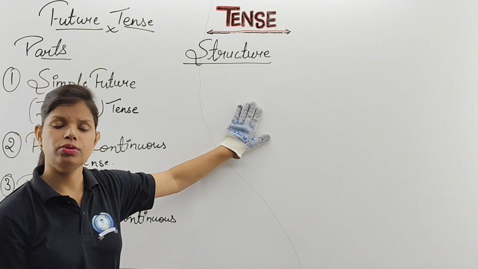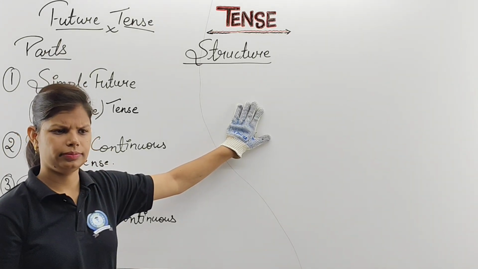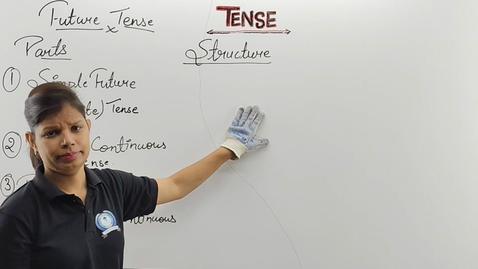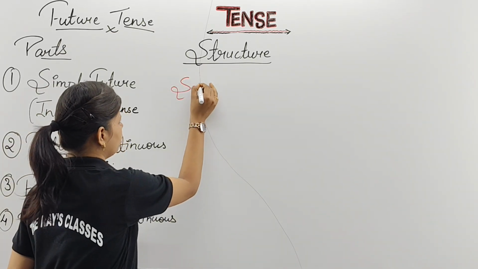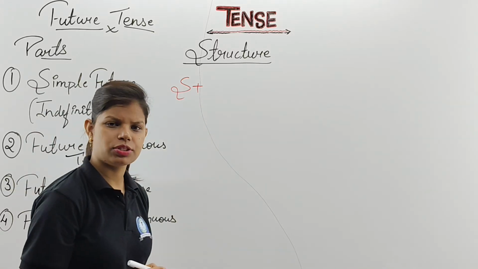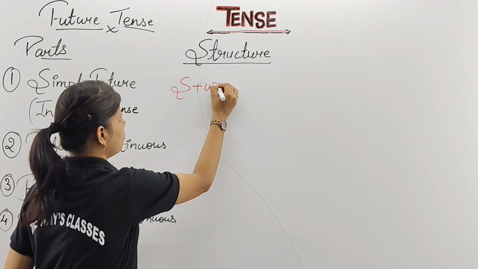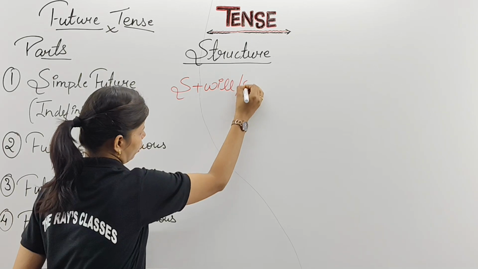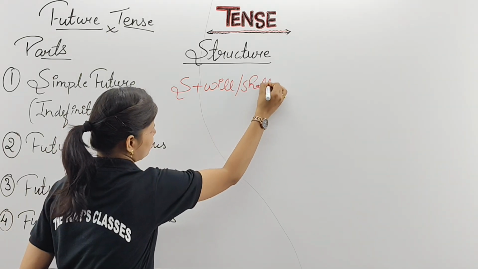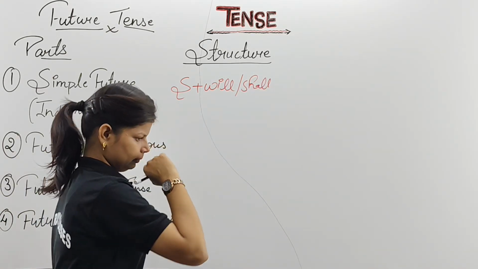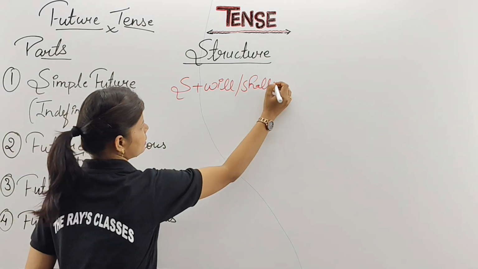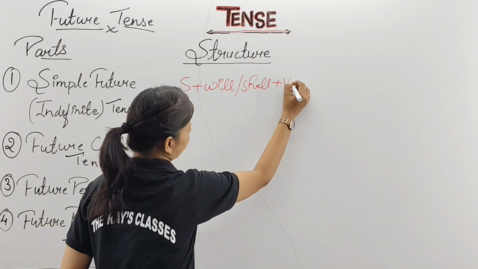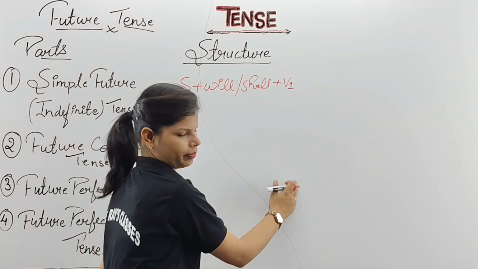Here we have an option to use will or shall. Clear, no? So first of all, we will write subject. Along with the subject, we have to use a helping verb, will or shall. This slash means "or", will or shall. Clear, no? Plus, we have to use the verb's first form.